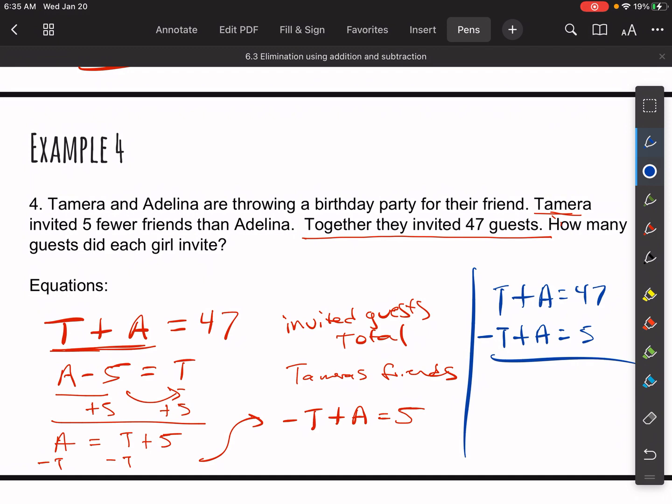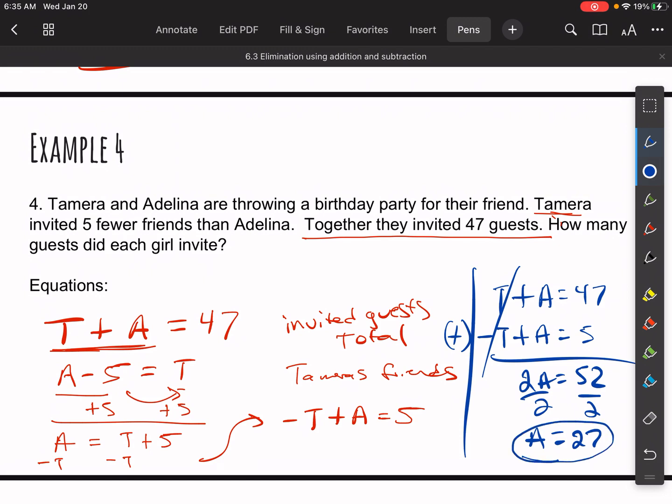You can choose actually, you can add or subtract here. I'm going to go ahead and add the 2. If I add the 2, the T's go away, and I get 2A is equal to 52. Divide both sides by 2 to get A by itself. So A is equal to 27. Okay, so Adelina invited 27 friends.